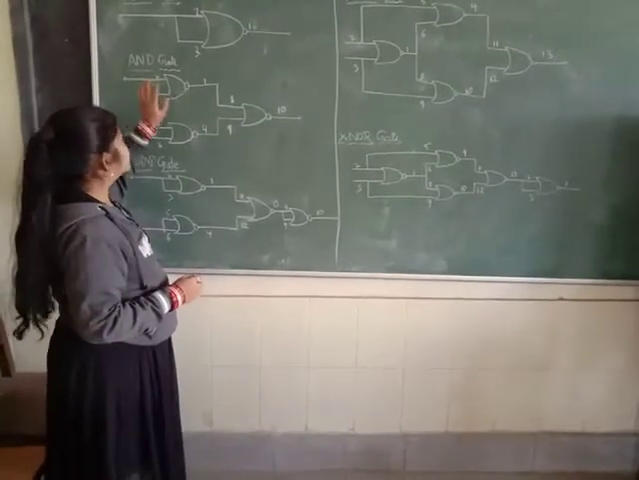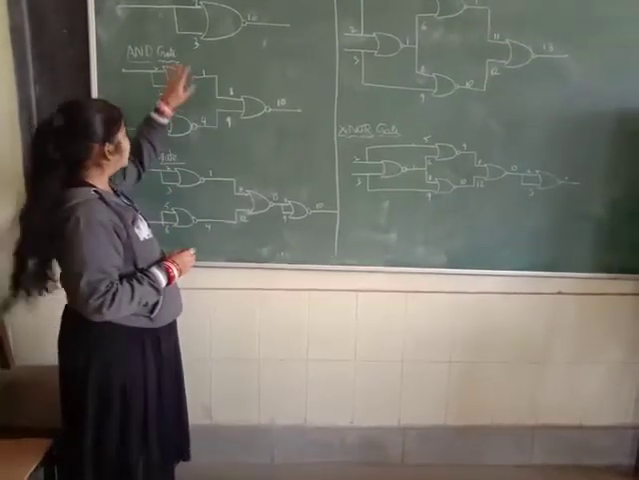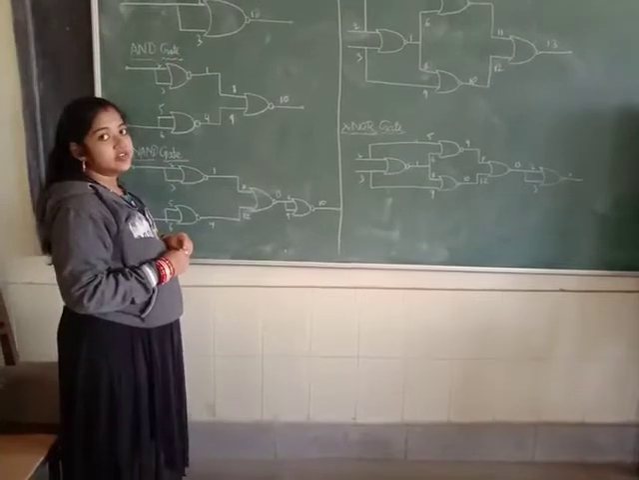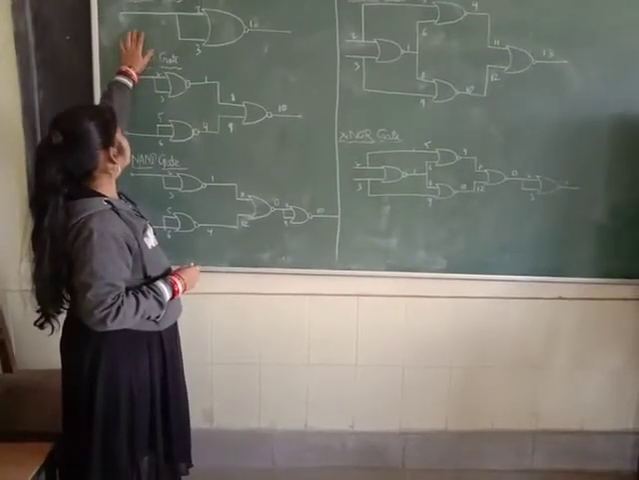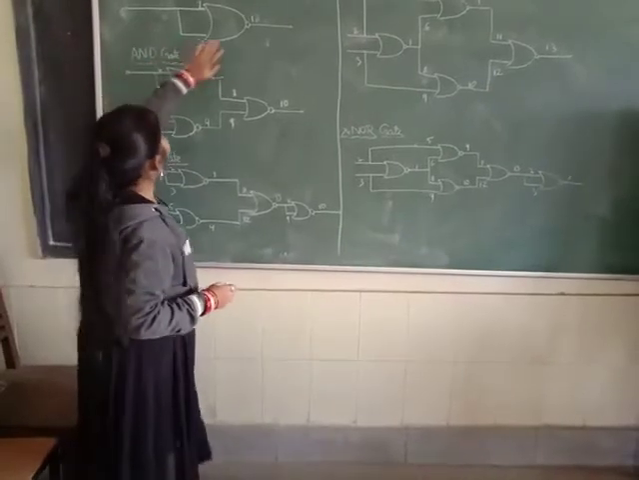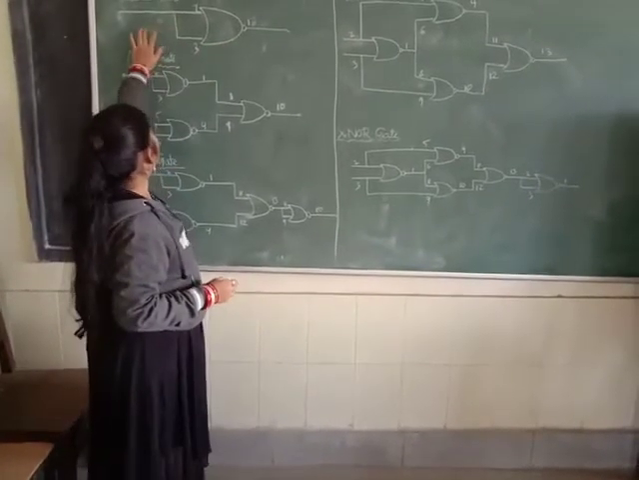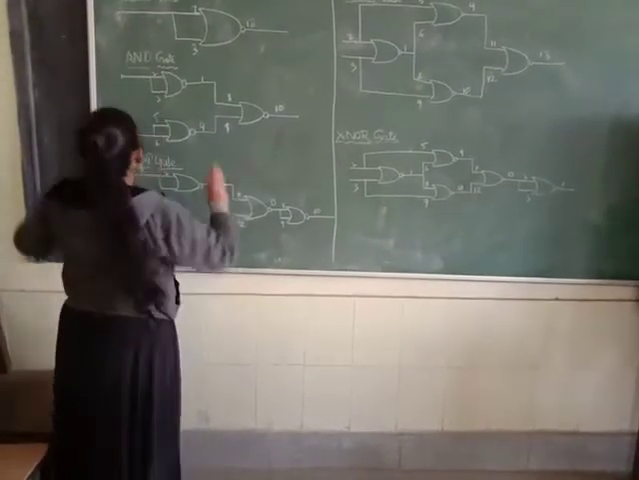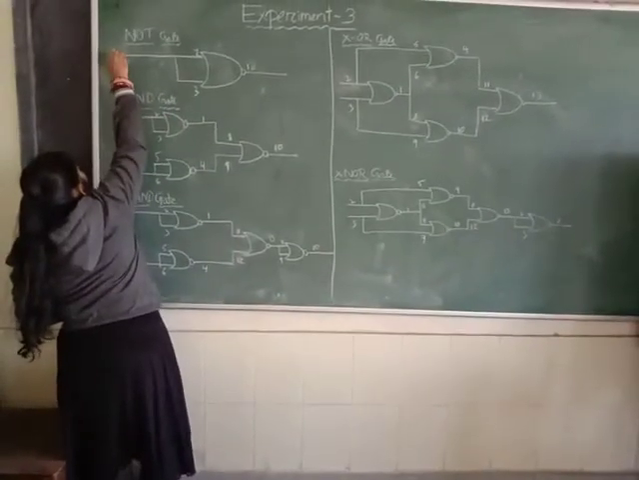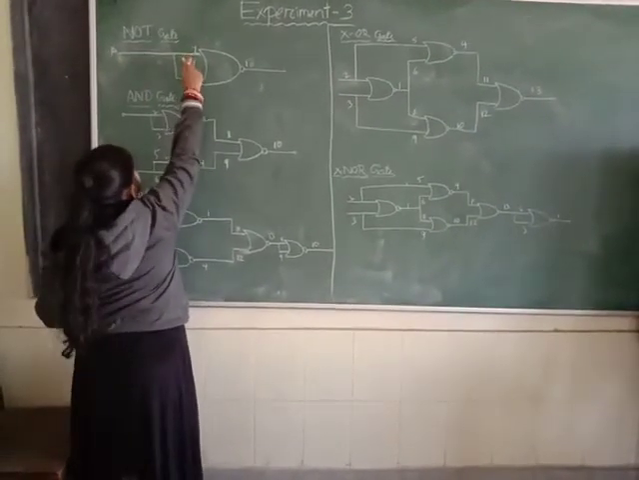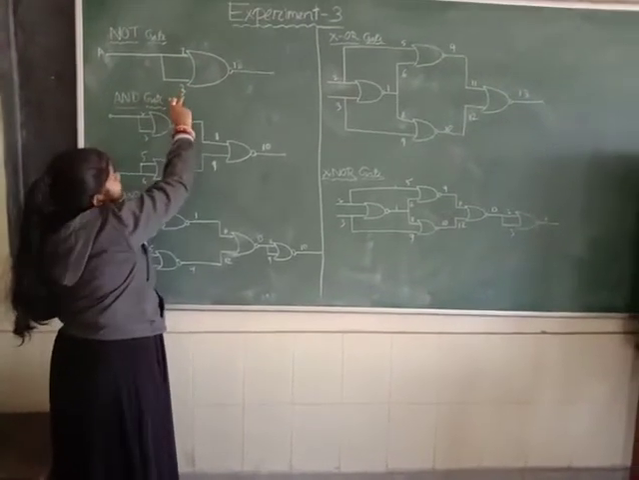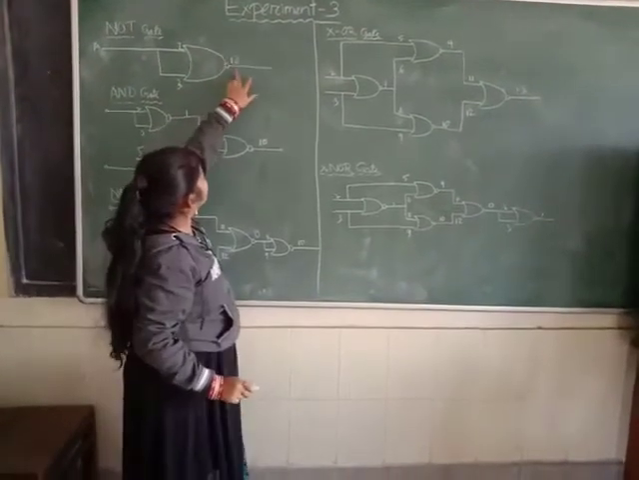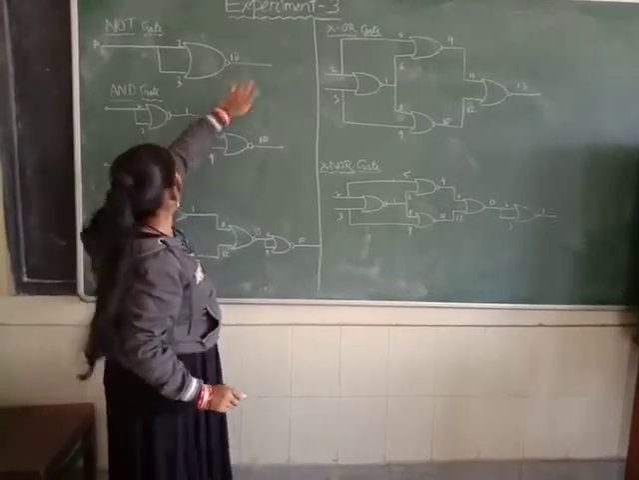About realization of NOR gate as our universal gate. First, we realize the NOT gate. Here, we will first take input A to pin number 2, then short both pins 2 and 3, then we can see our output in pin number 1.